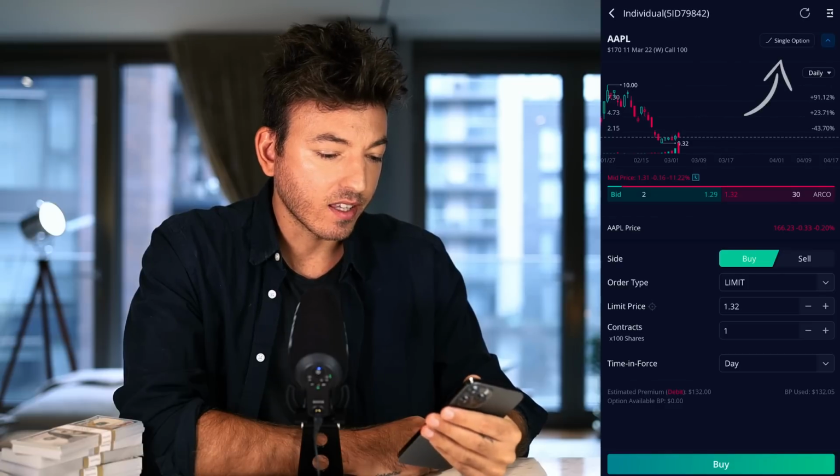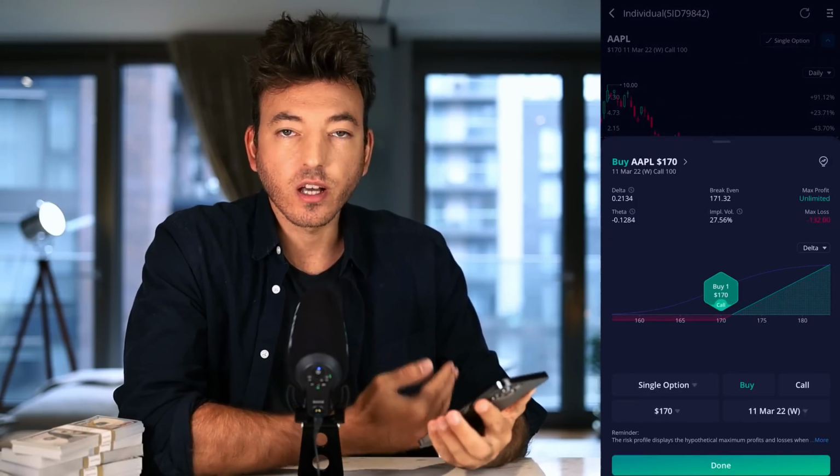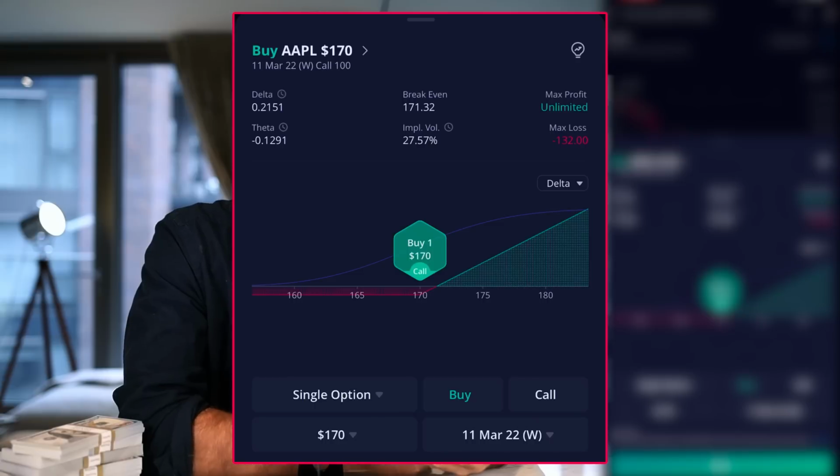Now on the right side here, we're going to have single option. Now if we click on single option, the information about what you're purchasing pops up. So again, we're buying the Apple $170 calls. We have our delta, we have our theta, our break-even price, because you always want to know that. The break-even price is your strike price plus the premium paid. And it shows you're buying one contract here at the $170 mark, and then everything in the green is going to be profit, so you have to reach at least 171.32. And everything down below it is going to be red, is going to be a loss.